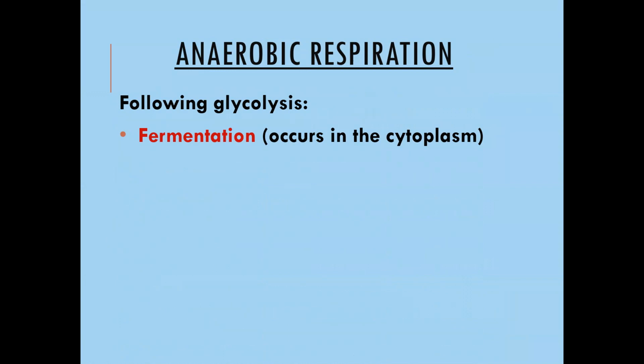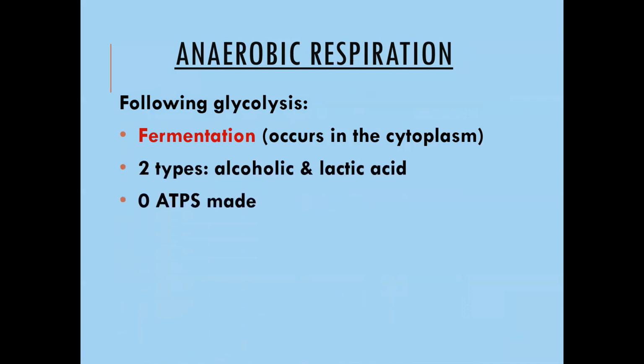So fermentation is the second step of anaerobic respiration, and this is also going to occur in the cytoplasm. So glycolysis is in the cytoplasm and fermentation is in the cytoplasm, which means all of anaerobic respiration takes place in the cytoplasm. We have two types of fermentation, that's alcoholic and lactic acid, and 0 ATPs are made throughout the whole fermentation process. So either one, alcoholic or lactic acid, is still going to be 0 ATPs made.